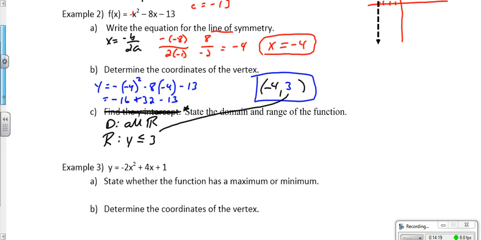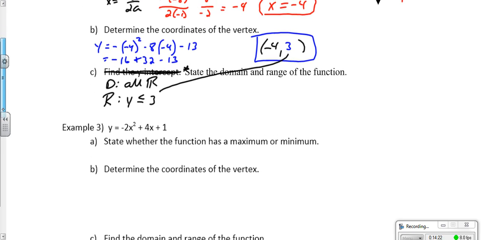This has been 15 minutes, so at this point I'm going to stop for lesson 8.2, part 1.